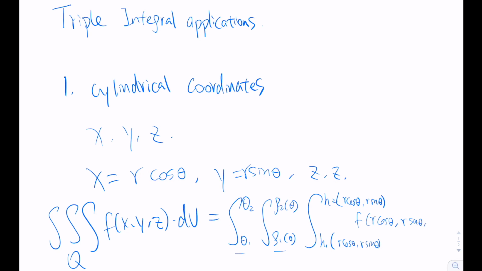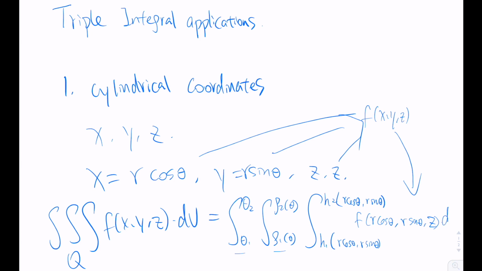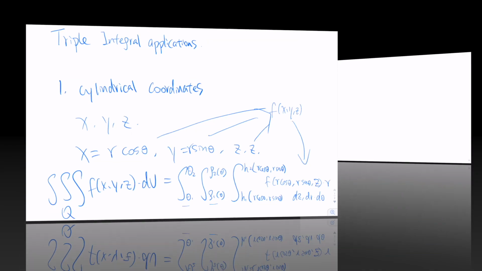As I told you in the last chapter, integrating f(x, y, z), and right now I pretty much plug in x, y, z here, and then d. And then also you gotta times the r, as you see in previous chapters. We're integrating with respect to r. We're doing dz, dr, d theta.